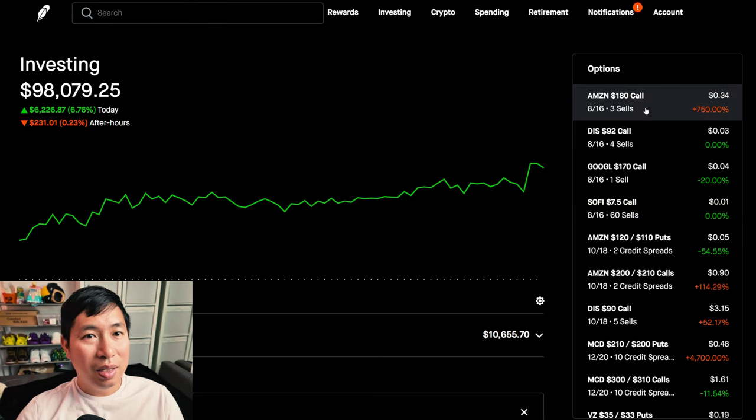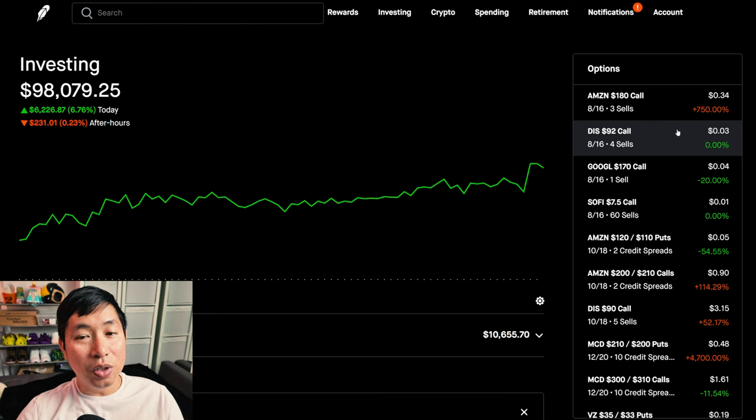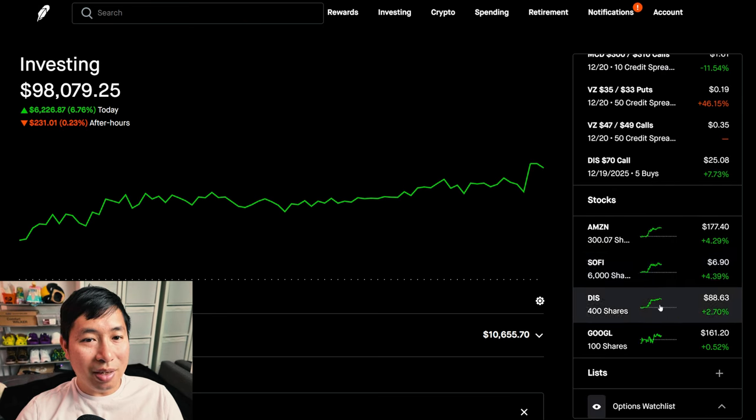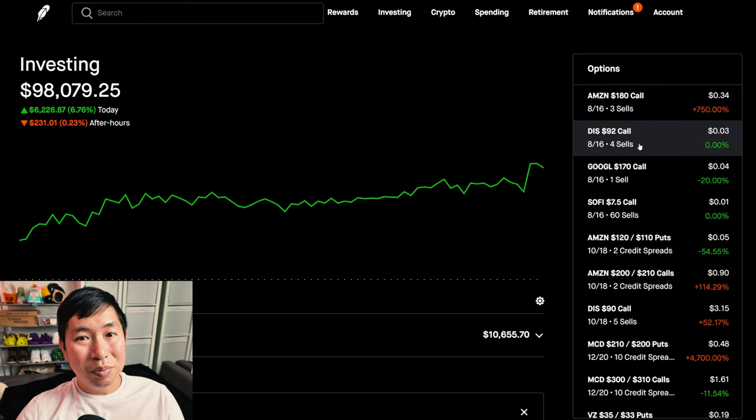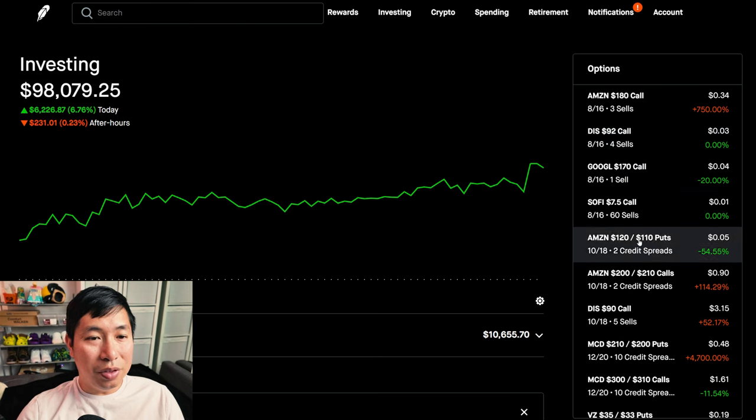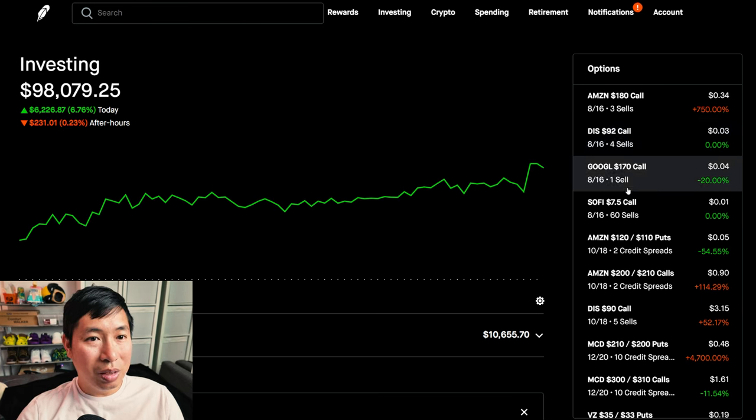We'll see what happens. But this could go either way, I think. If it does go above $180 tomorrow, I'm going to have to roll these out because I do want to keep my Amazon shares. Disney, 92. It's below 92 right now, but it is close. Like I was saying before, it was at $88.63. So I can see it maybe not reaching 92, but we'll see what happens. Maybe it'll go over 90 and then I'll have to roll these out, but we'll see.